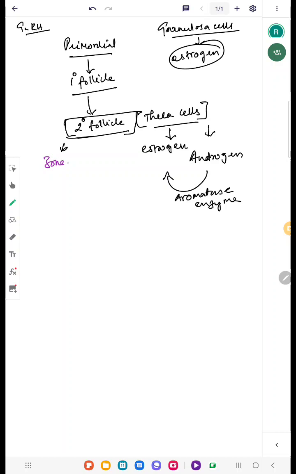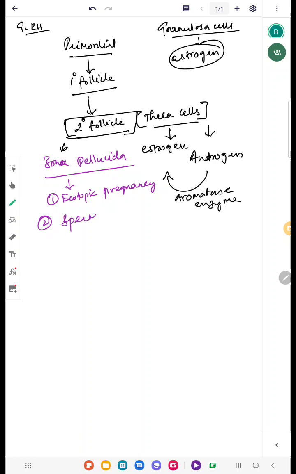And the secondary follicle contains a layer called the zona pellucida. This zona pellucida is responsible for two functions: it prevents ectopic pregnancy, and it also prevents multi-sperm entry, so that only one sperm enters the ovum. Then this secondary follicle is converted into the tertiary follicle, or the Graafian follicle, which is the mature follicle.